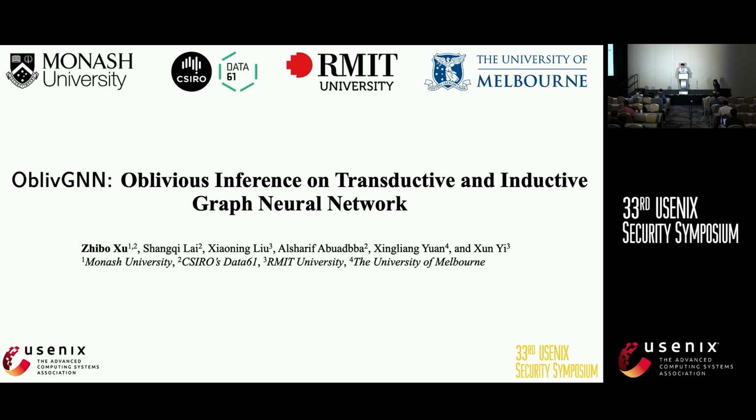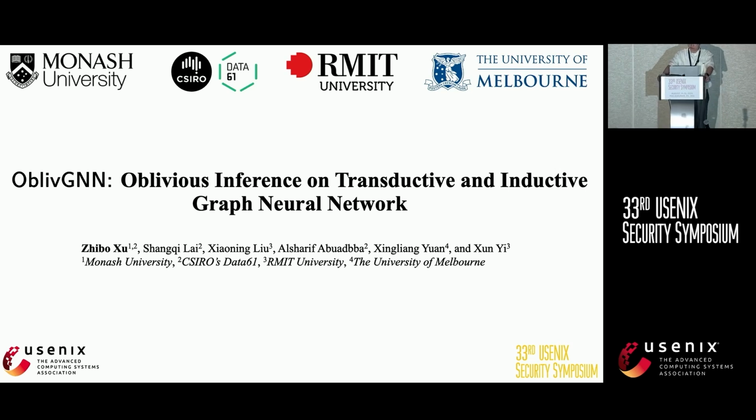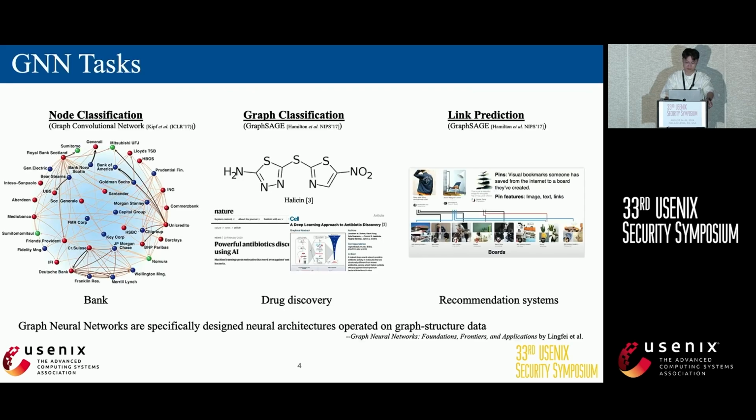Today, I'll be presenting our paper, OblivGNN: Oblivious Inference on Transductive and Inductive Graph Neural Networks. My name is Zhibo. It is a collaboration with my supervisor, Professor Xingliang Yuan from the University of Melbourne, and Dr. Shangqi from the CSIRO's Data61, as well as our collaborators, Dr. Xiaoning from RMIT University, Dr. Alsharif Abuadbba from the CSIRO's Data61, and Professor Xingliang from RMIT University.